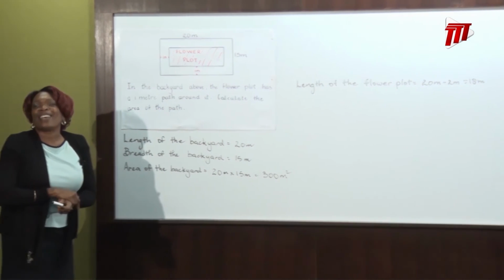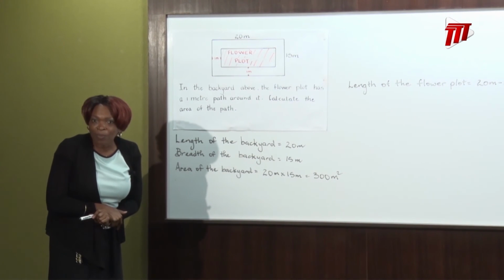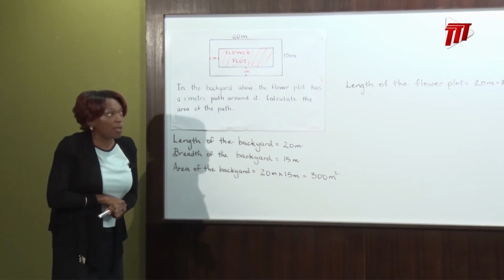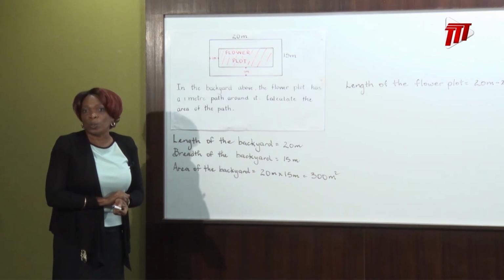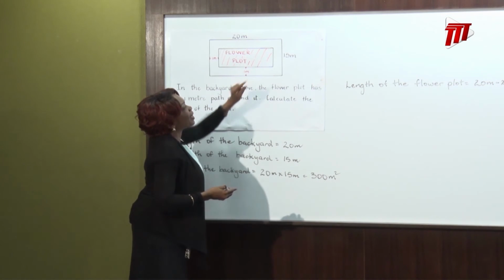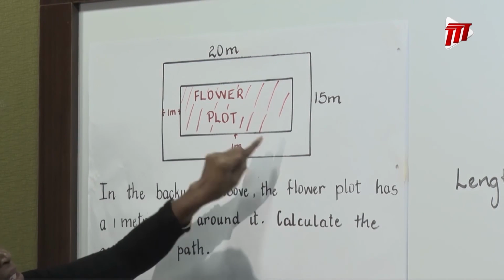Now that I've done that, I wonder if anybody could find the breadth of the flower plot for me. Are you seeing it? I think so. What will be the breadth? Would it be 15 meters? No, it won't. What are we going to do? Same thing. To get the breadth, we are going to take out 1 meter and 1 meter.